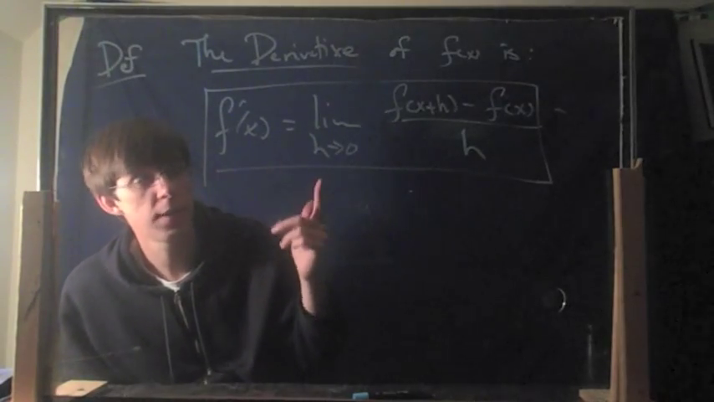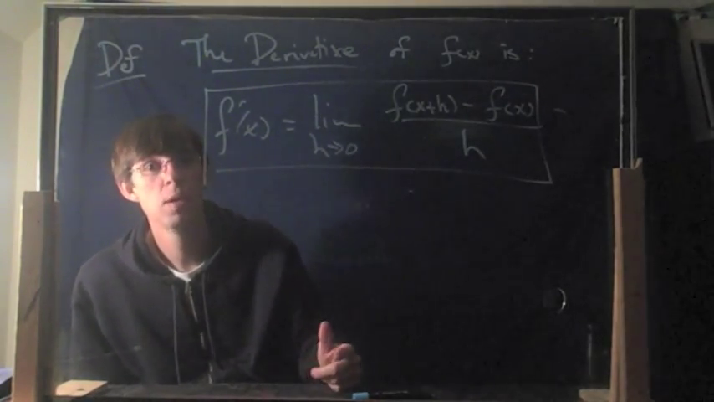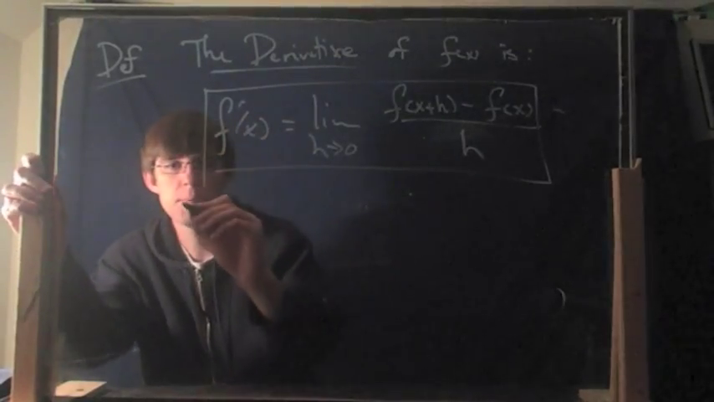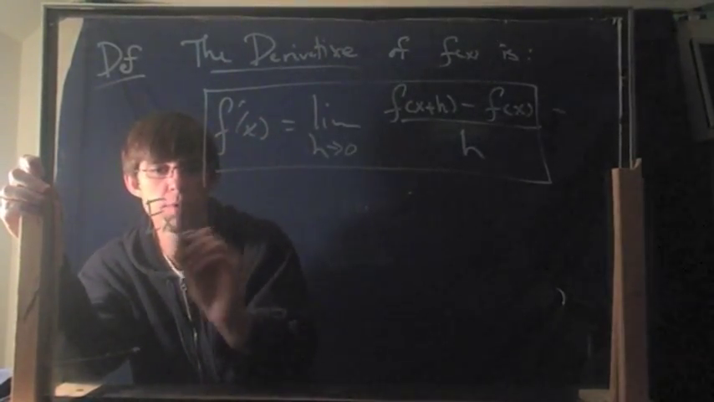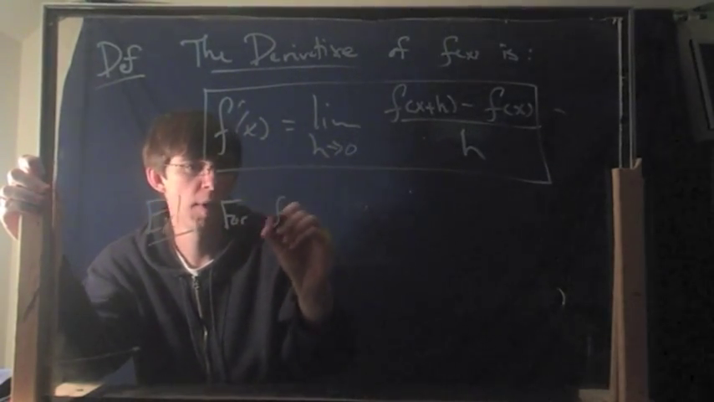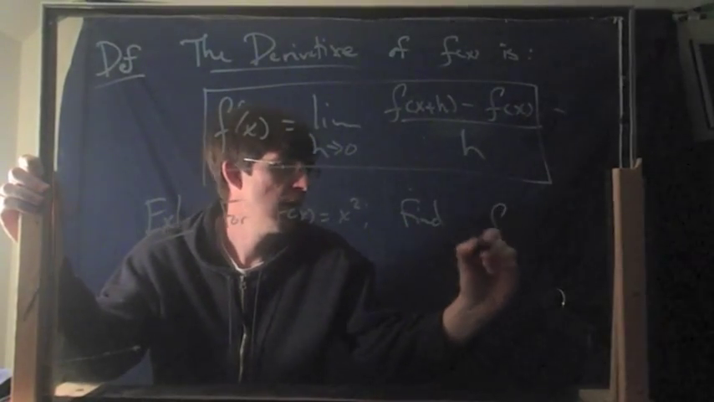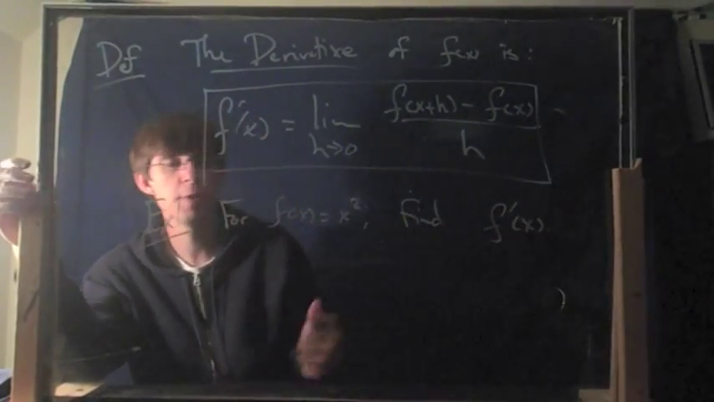So let's actually do this for f of x equal x squared. Remember, the answer is supposed to be 2x. All right, you ready here? So here's my example. For f of x equal x squared, find f prime of x. It's going to be a little long-winded.